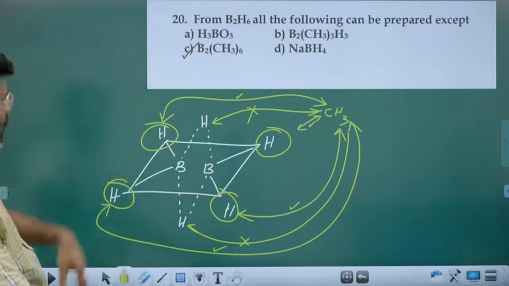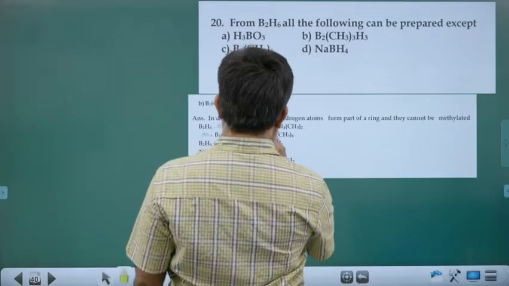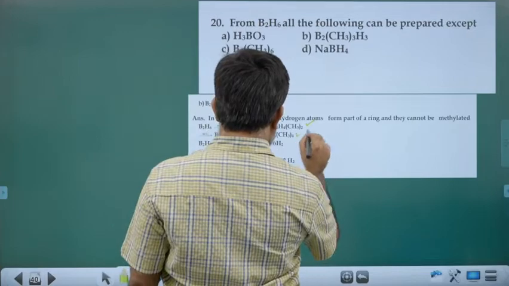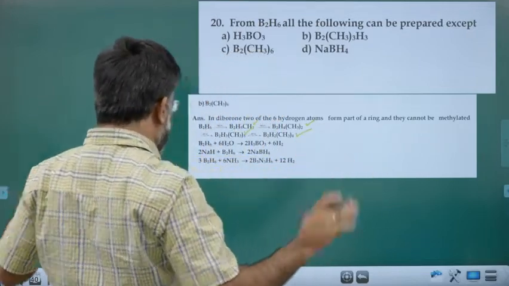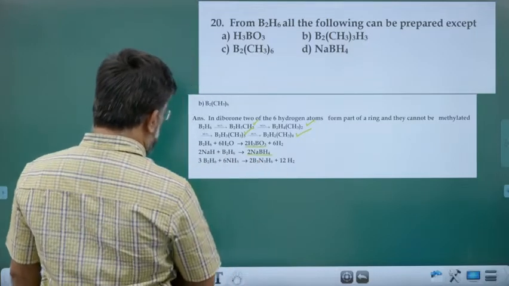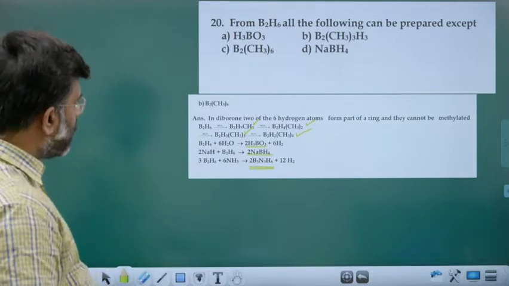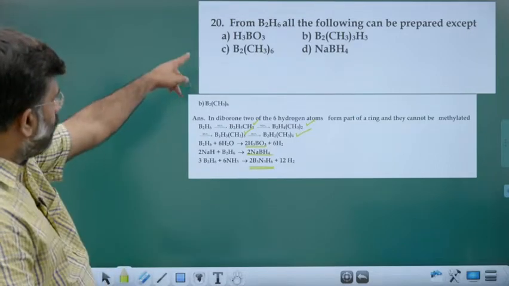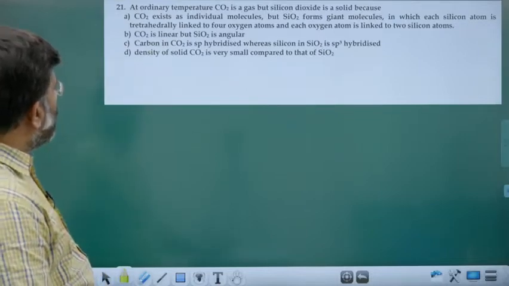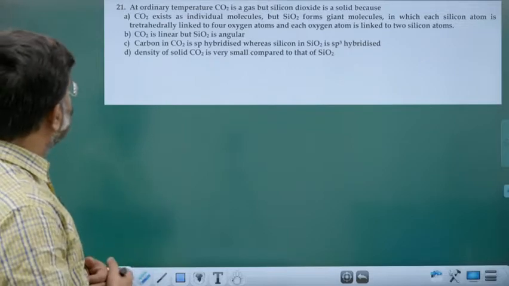While you can get all other compounds, no issue. You can get one methyl group, two methyl group, three methyl group, four methyl group. That's it. Now you can get H3BO3, you can get NaBH4, no problem. You can get borazine. All these you can get, but not option C.